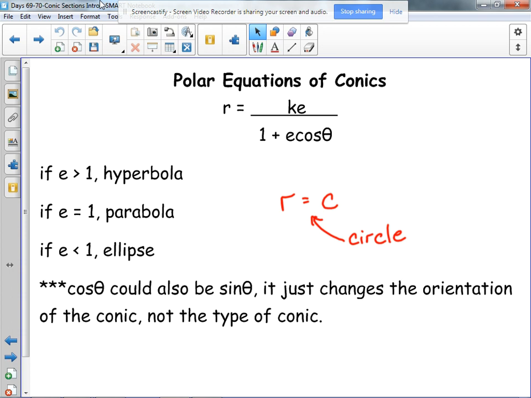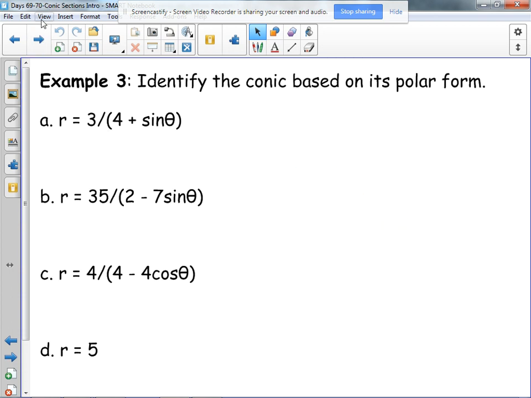I don't really have a quick trick for remembering the parabola and the ellipse. If anybody sees one, let me know. But I can help you with the hyperbola. And if R just equals a constant C, then it's a circle. We talked about that back when we did polar equations. R equals C was just the equation of a circle. So we don't have to worry about all this stuff right here. So let's look at some examples.